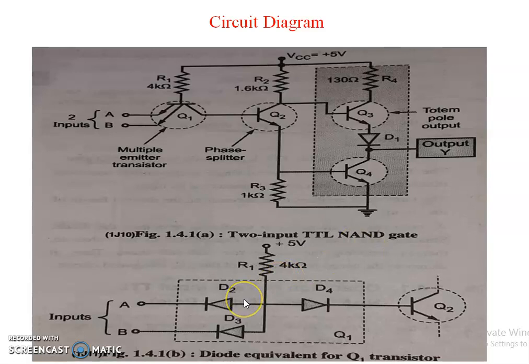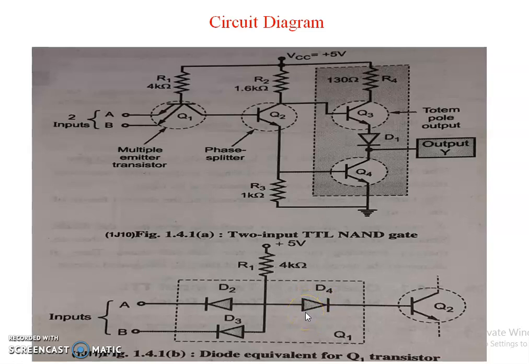Now, the diode equivalent for transistor Q1 is shown in the figure. A and B are inputs, and diodes D2 and D3 are base emitter junctions. D4 is a collector base junction.